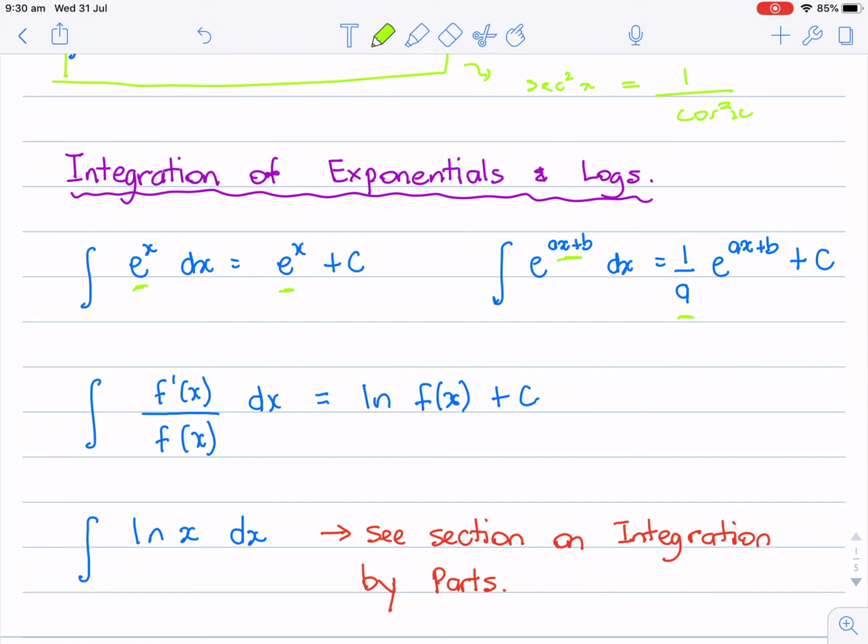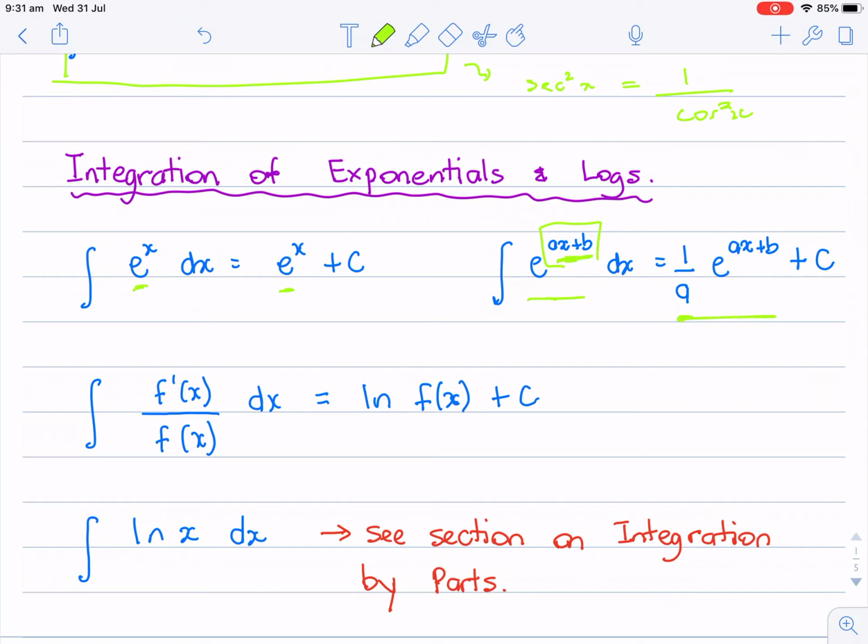If it's any other function in this power here, then we're going to need to use some substitution, or it could be integration by parts needs to be done as well. So we need some further techniques. But if you see it in that form, then that's the integration we have.